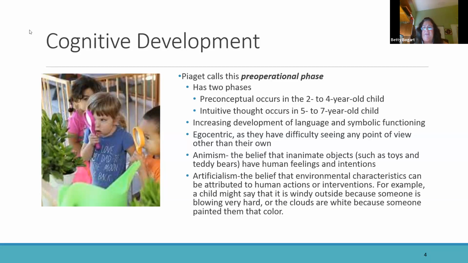And this artificialism has the thing about, like, if a child sees it's windy outside, they think that somebody's blowing hard. Or I've heard that when thunder comes around with lightning, God's bowling. When I was a kid, right? There's all different things. And I'm sure you all could give me something about that.